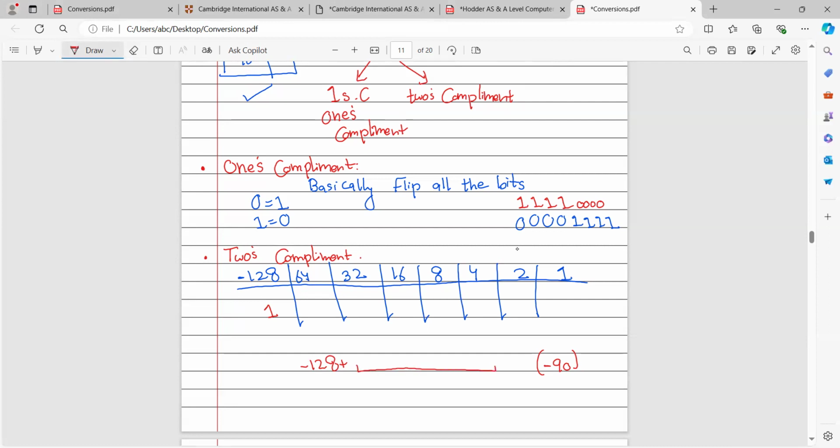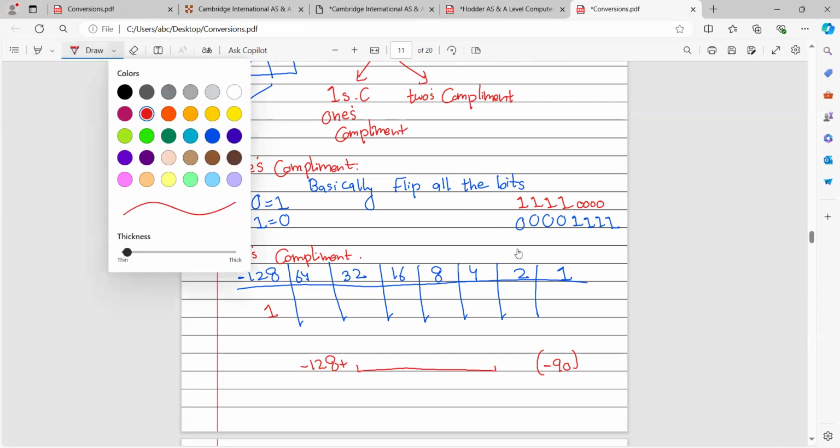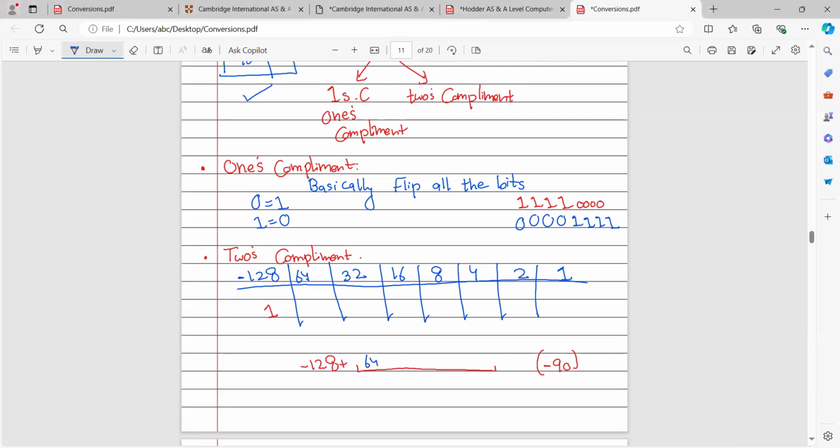So if this is minus 128 and I add 64, what is going to be the answer? अगर minus 128 plus 64 करते हैं तो the answer right here is minus 64. That means the answer is greater than minus 90, so I cannot take this number. So I am going to put a 0 here. Should I take minus 128 plus 32? The answer is minus 96. The answer is lower than minus 90.